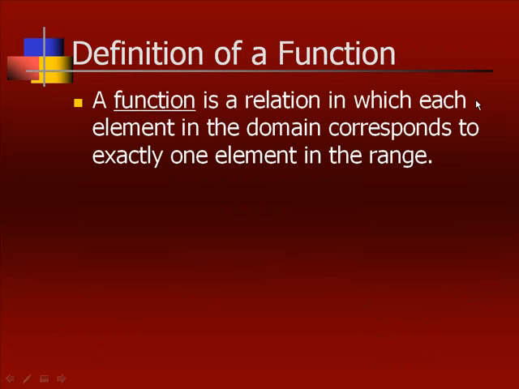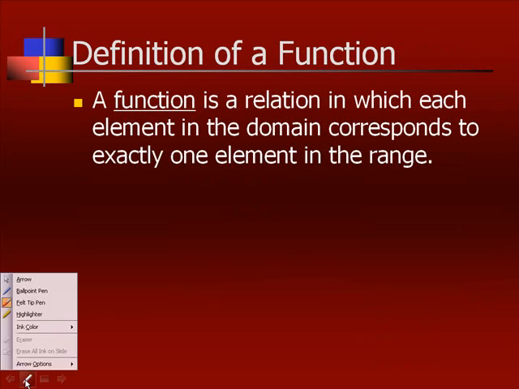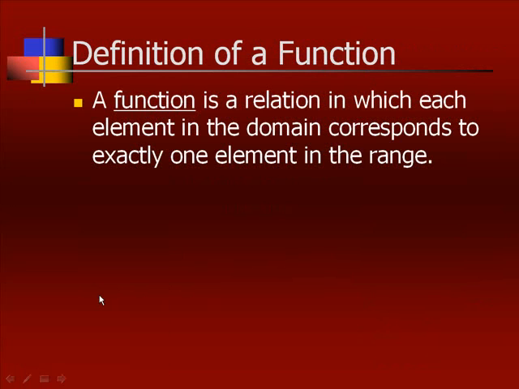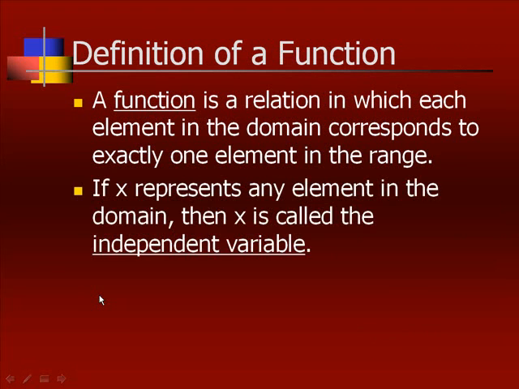Now, switch gears, let's talk about a function. A function is a type of relation in which every x value corresponds to one and only one y value. Okay? A relation is any set of ordered pairs. A function is a special type of ordered pair in which every element in the domain corresponds to exactly one element in the range.